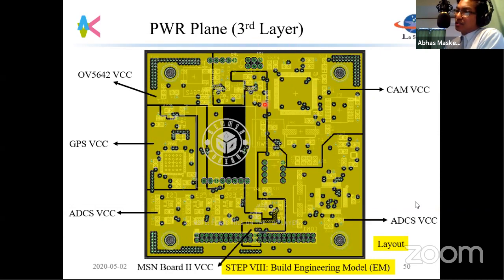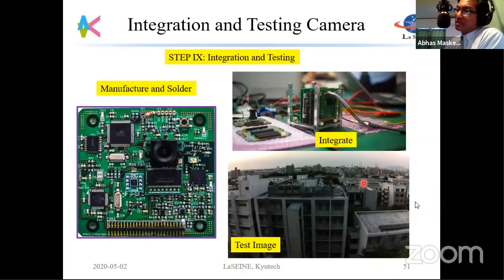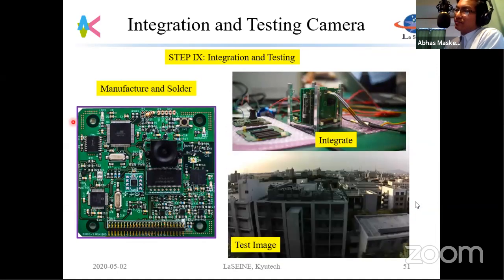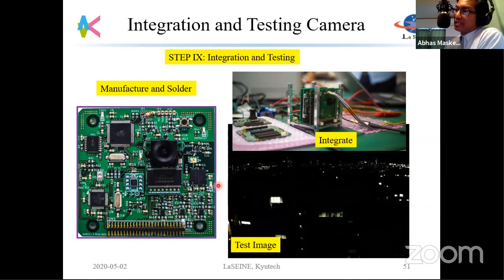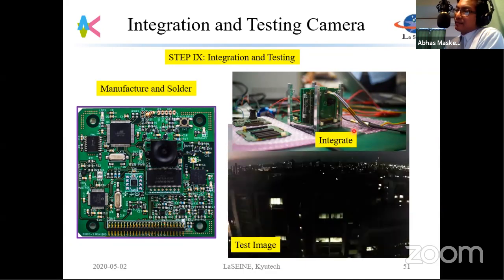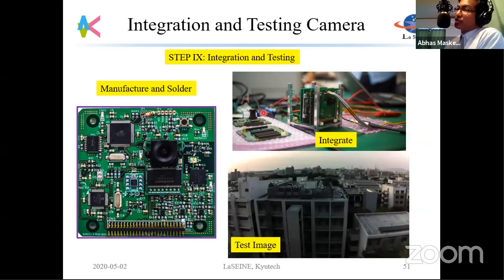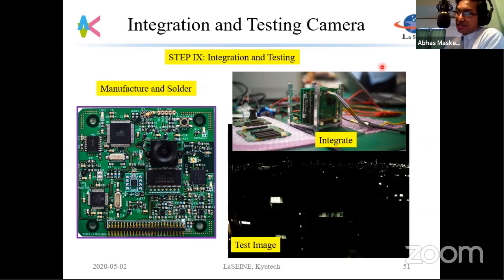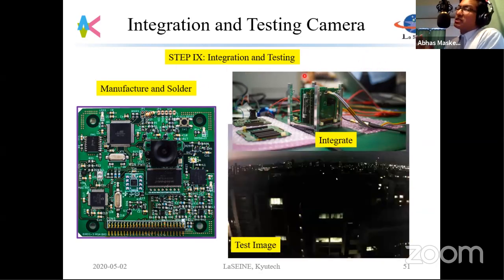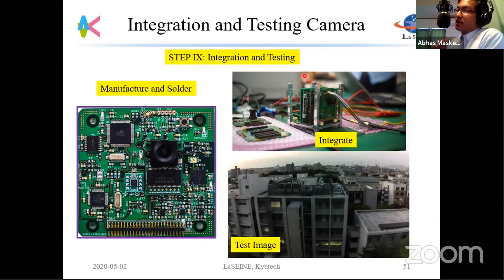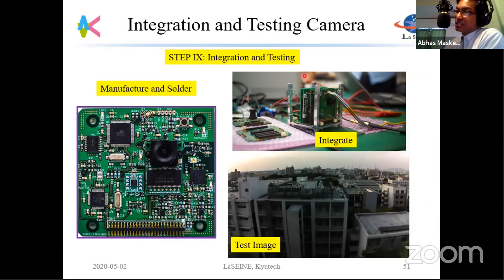If you just look at the third layer, we can see how the power is being supplied to other subsystems inside the PCB itself. So you build an engineering model, and then you give it for manufacturing, and then you solder it. Once you solder, you start testing it. And before you test, you integrate it into the subsystem now. So this, I think, is probably the most important step of all: integration and testing.